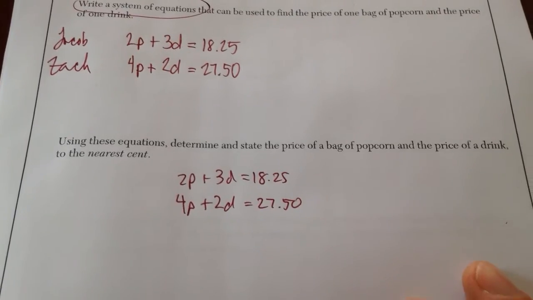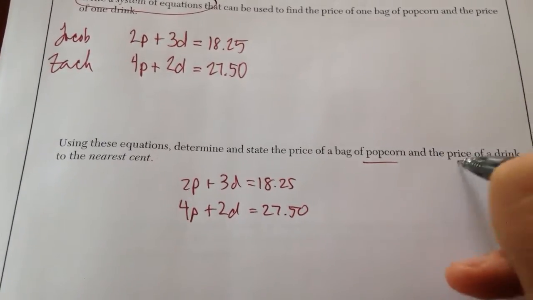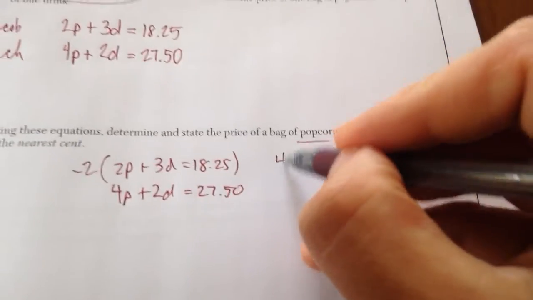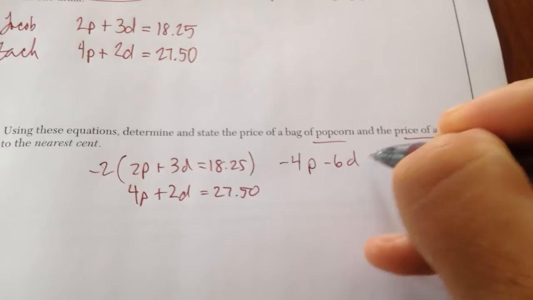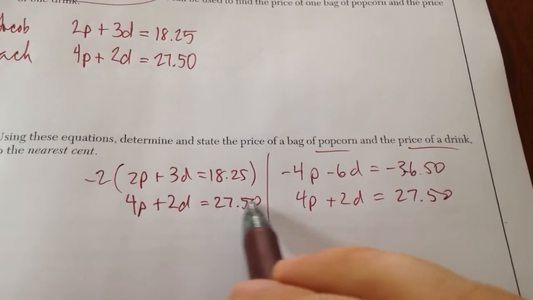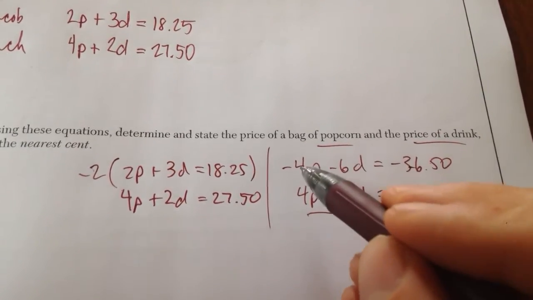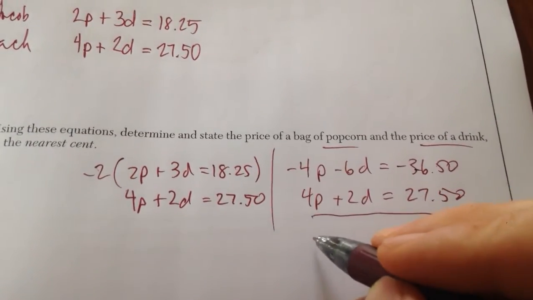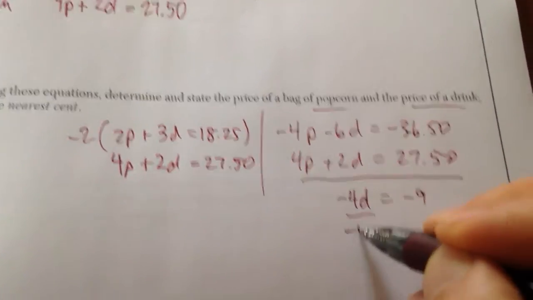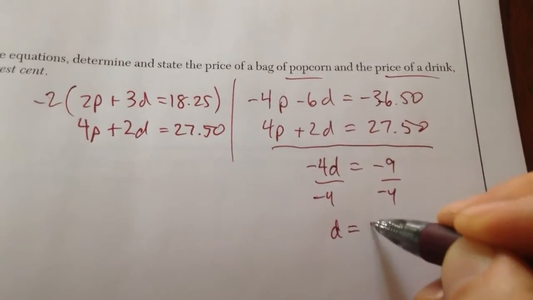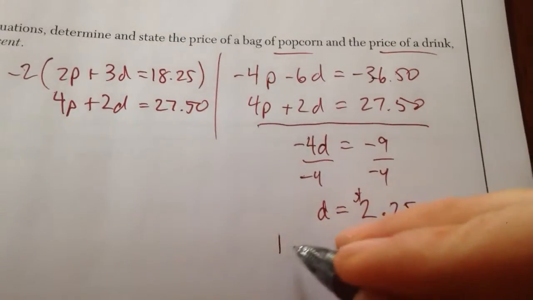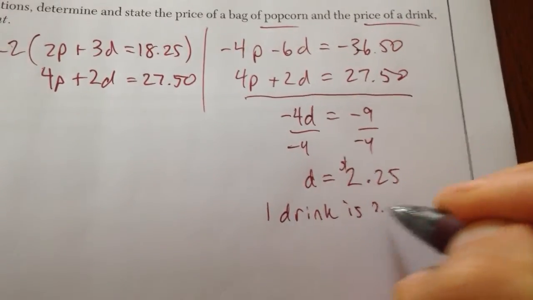Now down here, they want you to actually solve for the price of a bag of popcorn and the price of a drink. So what I'll do is I'll multiply this one by -2. I get -4p minus 6d equals, and multiplying this, I get -36.50. I left the bottom equation the same. So now when I add them, -4p plus 4p is 0. -6d plus 2d is -4d. This gives you -9. I divide by -4. d equals 2.25. One drink is $2.25.